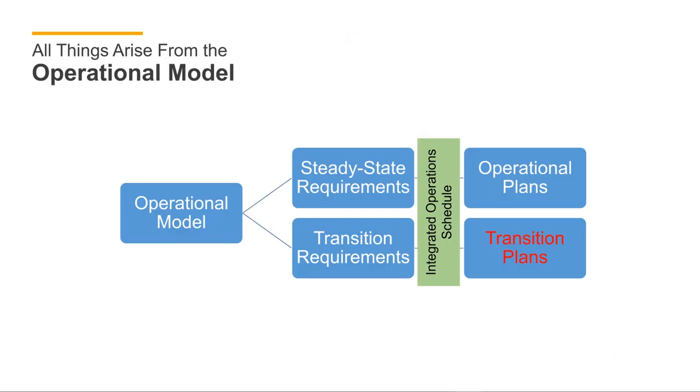So I think this is a good stage to review where we've come from and where we are. We started with that operational model. And from that, we were able to generate two sets of requirements: the requirements for steady state operation, as well as the requirements for transition. What we've talked about a lot are the operational plans, and now we're talking about the transition plans. But the interface between those is that integrated operation schedule, which Andrew talked about. So this is how that whole spectrum comes together, knowing that we are on two separate but related tracks. All the transition plans should support eventual implementation of the operations.